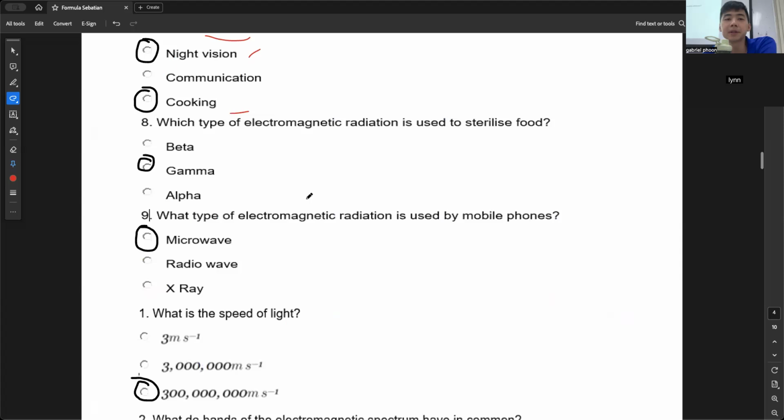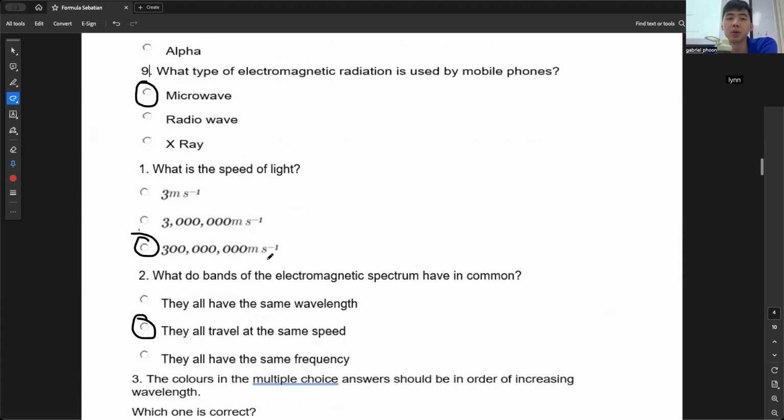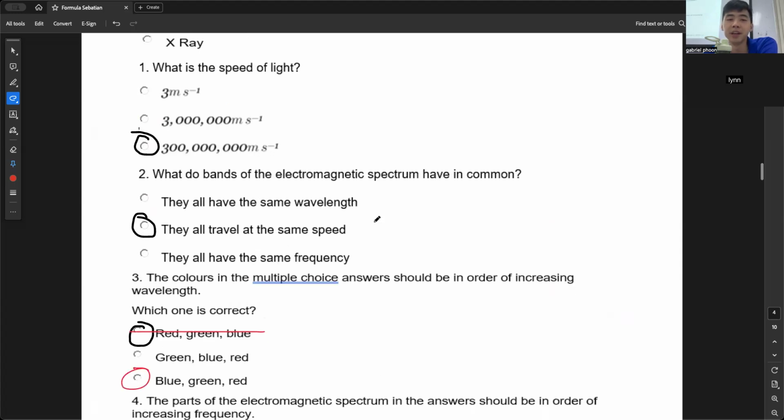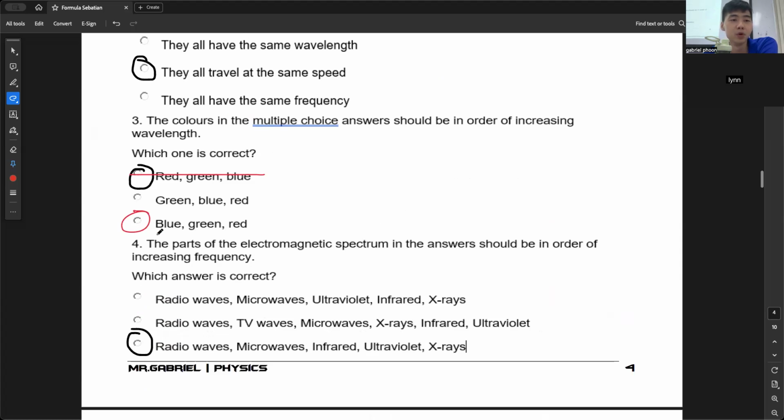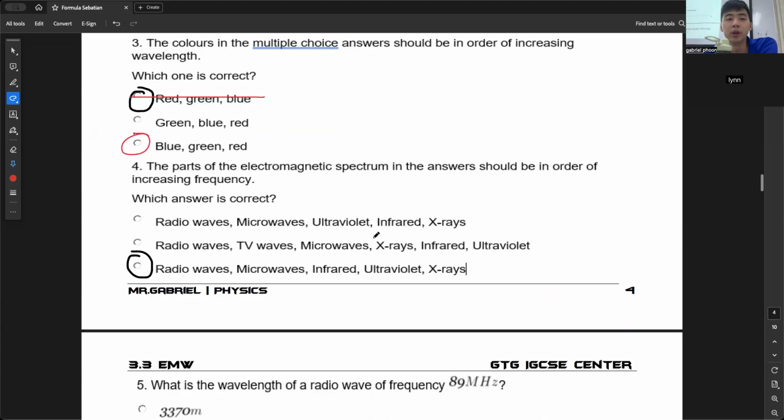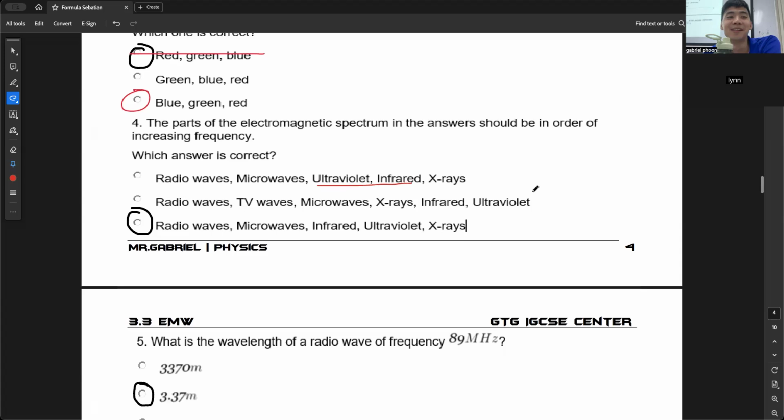Okay. Anyways, next, gamma ray for sterilization of food. Mobile phones, definitely microwave radiation, and this one is basically 3 times 10 to the power of 8 lah. From which I hope you guys got it correct. They all travel at the same speed again because it's a trick, right? It's supposed to be blue, green, red as you increase wavelength. And finally, this one should be radio wave, microwave, infrared, ultraviolet, and X-ray. This is not even in the correct sequence, bro.